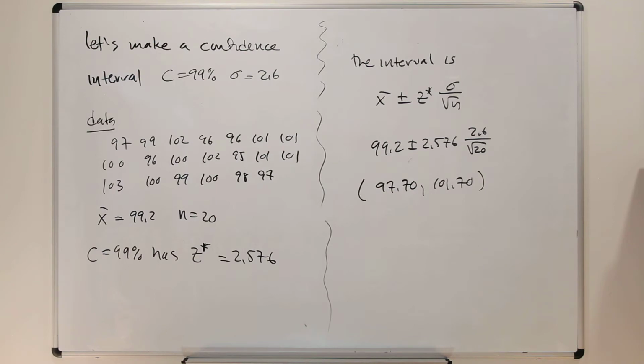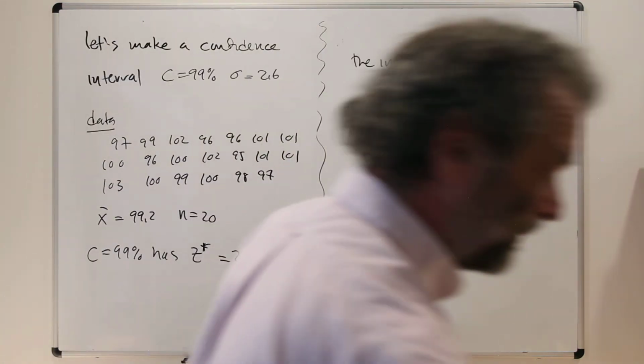X bar is 99.2, n is 20. I want to make a confidence interval, which is x bar plus or minus z star sigma over root n. For 99% confidence, z star is 2.576. So I just have to take all the values and put them in place.